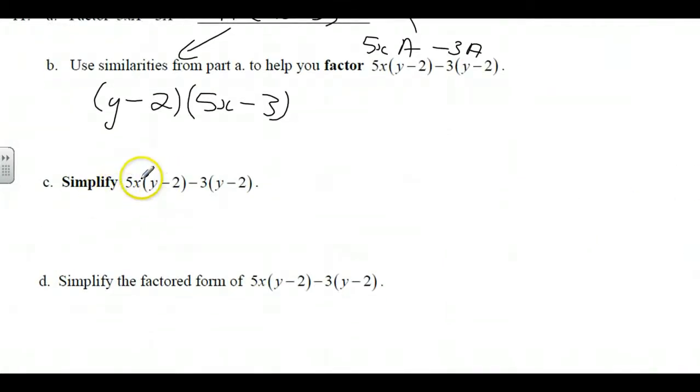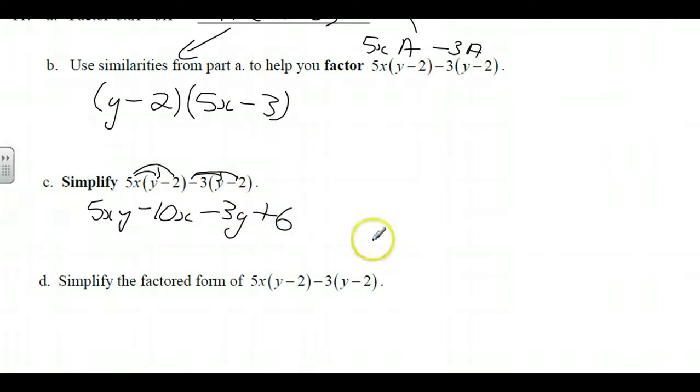Okay, simplify this. Okay, multiply it out. So we get 5xy minus 10x minus 3y. Remember that minus sign here will change the signs, and this will be plus 6. Now notice, there's 4 terms, there's nothing that collects because we have an xy, an x, a y, and a 6.